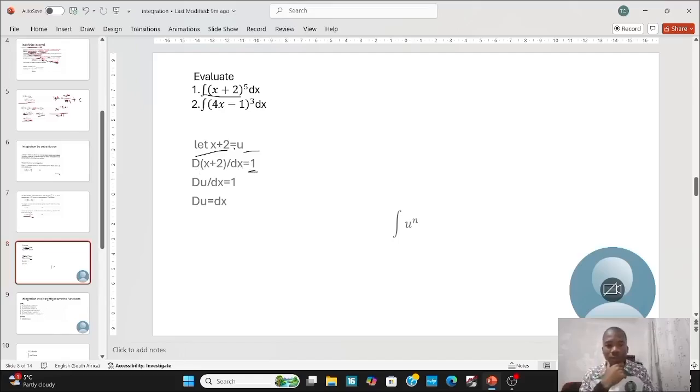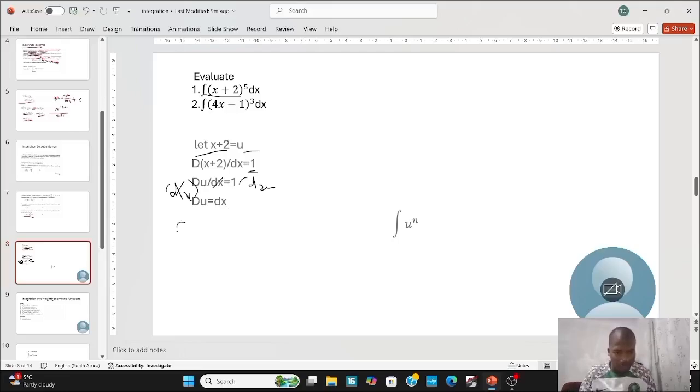So it's d open bracket x plus 2 over dx is equal to 1, right? So we differentiate what we let u become, which was x plus 2. So if we differentiate this, we get the value of 1. So after that, we say we have to cross multiply in order for us to get the value of du, right? So we multiply both sides by dx. So on the left hand side, they cancel each other. Then you have du is equal to dx, right?